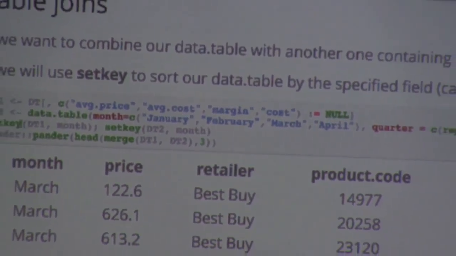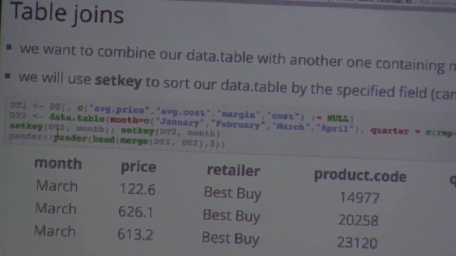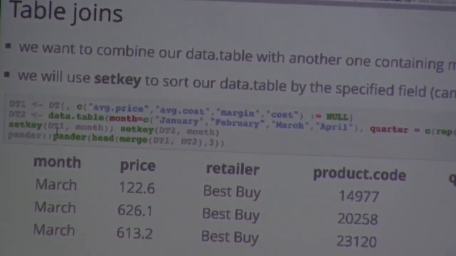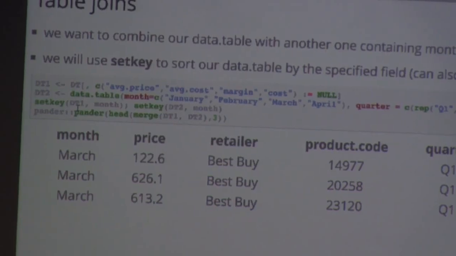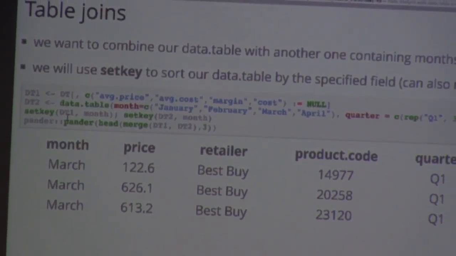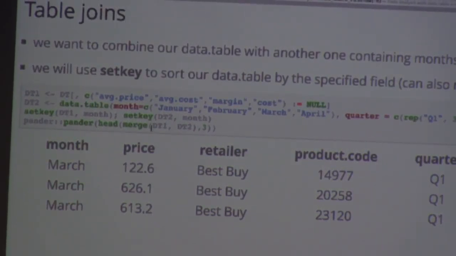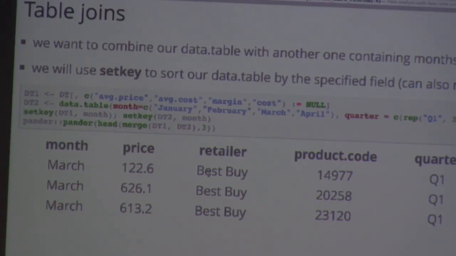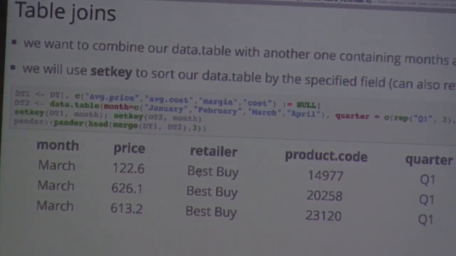We're cheating a little bit because we're assigning a set key, which would sort the data table by the particular column, right? So it's just a lot easier to join the 2 together when it's already sorted by the common fields. And then it's your regular merge function, right? In dplyr, you use a SQL type syntax, right? Data table, as you will see, is actually faster.